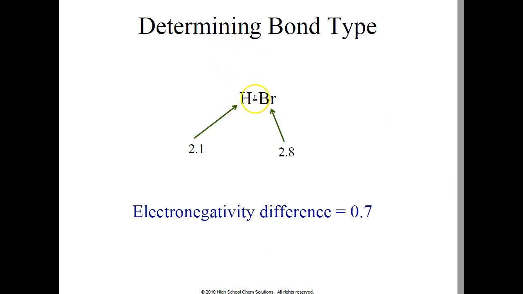All right, HBr, 2.1 and 2.8. That's a difference of 0.7. That 0.7 is greater than 0.5, so that falls into the polar covalent. They share, but they do not share equally. So we would draw an arrow toward bromine, because bromine is going to be the one hogging the electrons, and then a plus sign back here toward hydrogen.